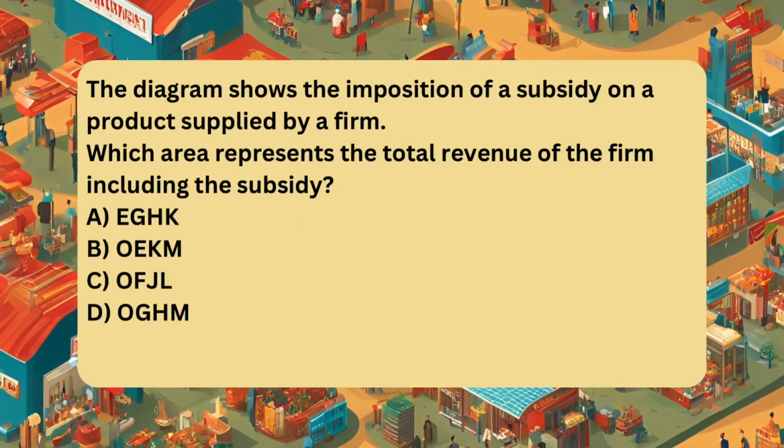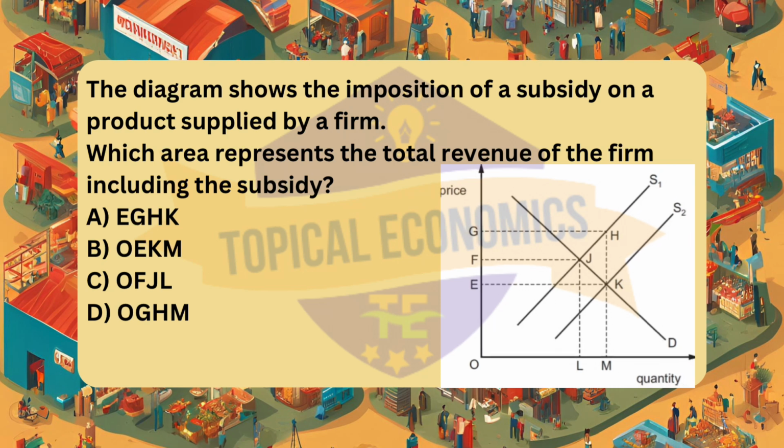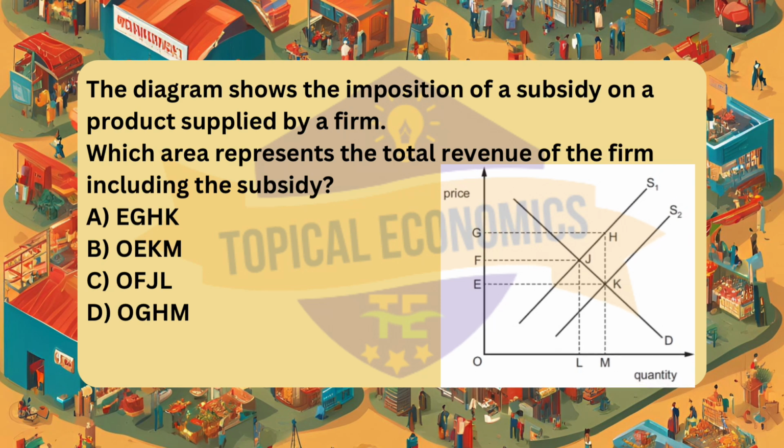Moving to the sixth question. The diagram shows the imposition of a subsidy on a product supplied by a firm. Which area represents the total revenue of the firm including the subsidy? This question is from year 2021 October-November version 2 paper. The correct answer for this question is option D. The area of total revenue can be represented by a rectangle on the diagram.